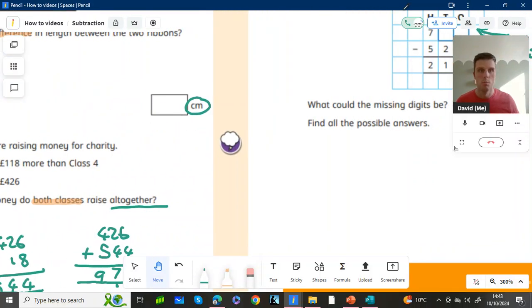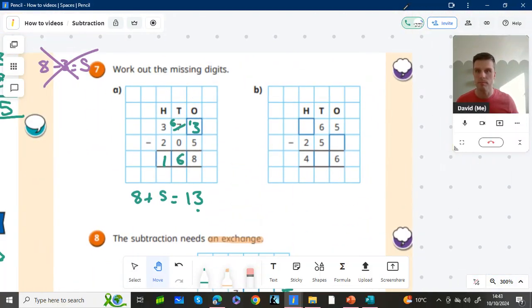Okay, moving on to question 7. We did question A. For B, again, we're going to work backwards. Because we're missing a number in our workings out, we're going to do the inverse. So I'll write this down. 6 plus 5 equals 11.